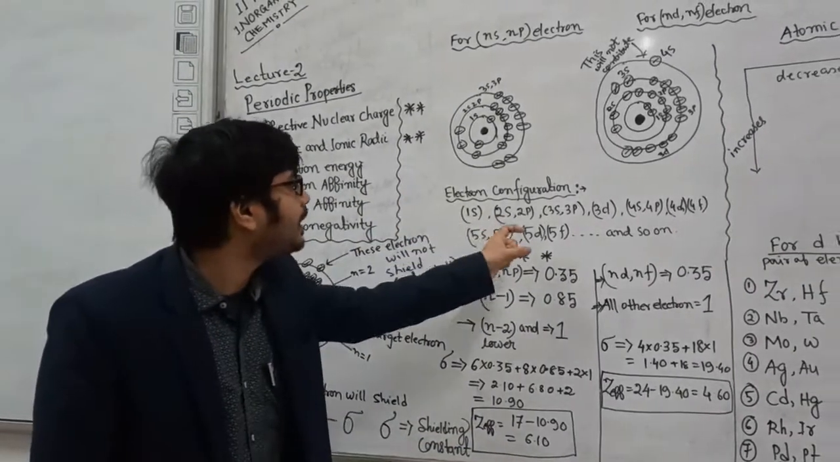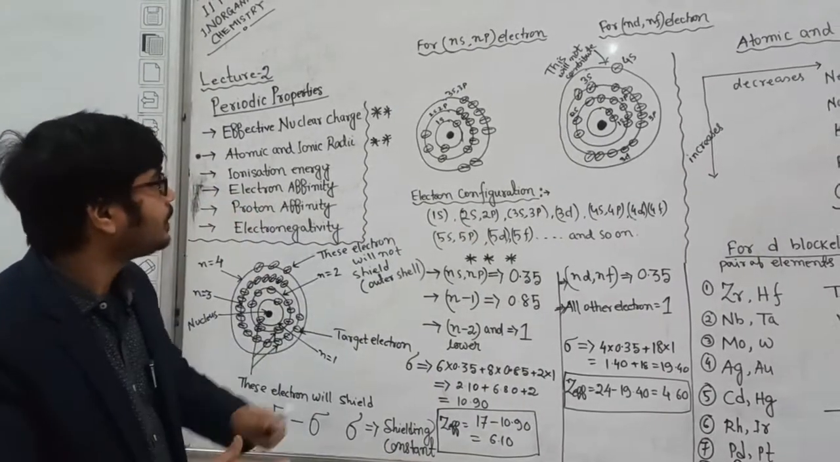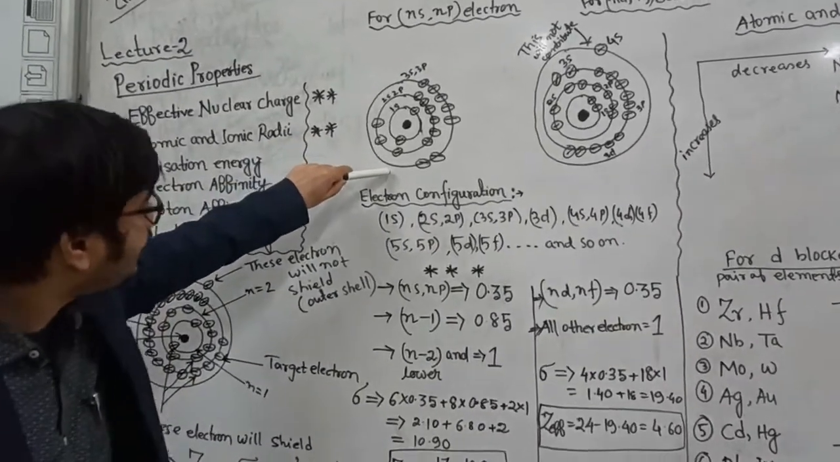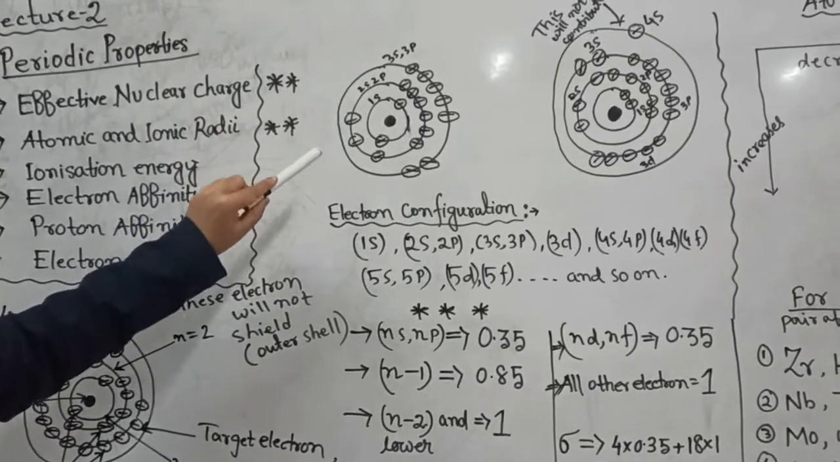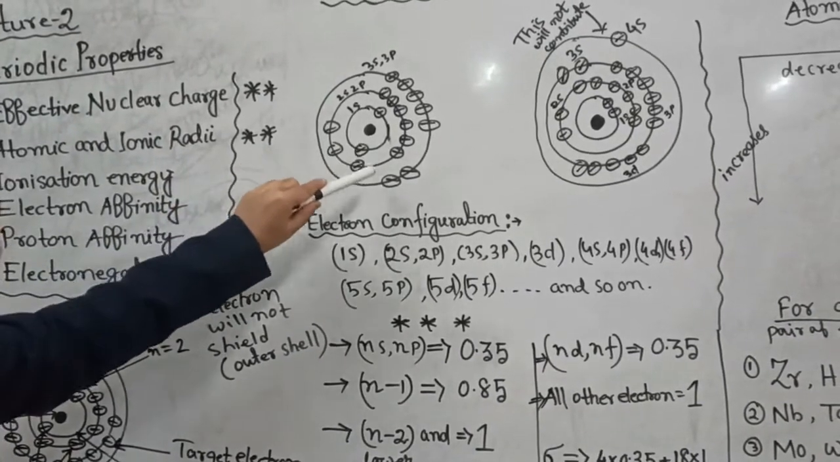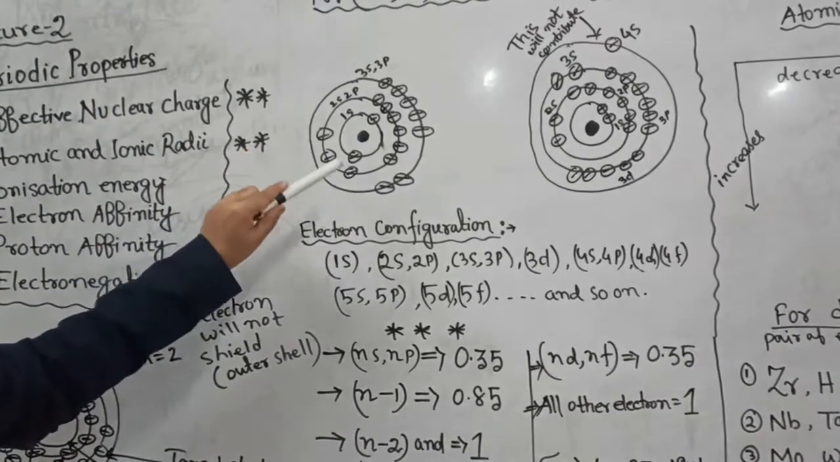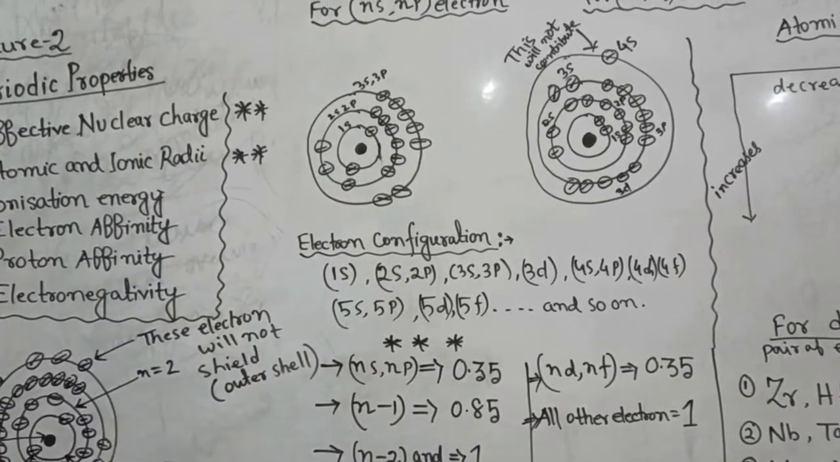For ns and np electrons, first I will consider. Let's say we have a chlorine atom where the electronic configuration is 1s2, 2s2, 2p6, 3s2, 3p5.